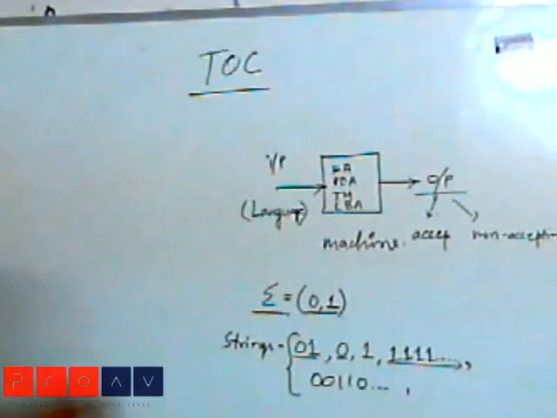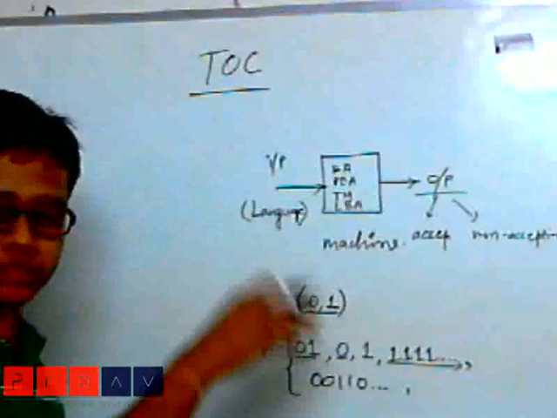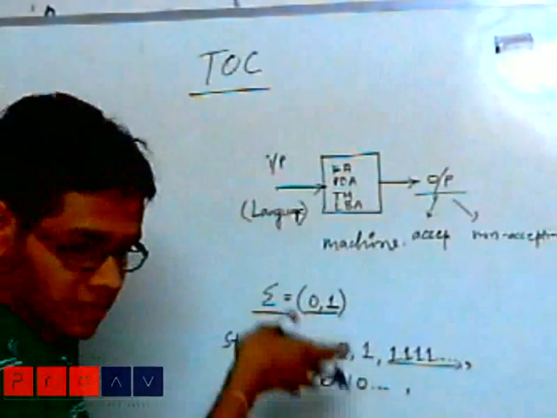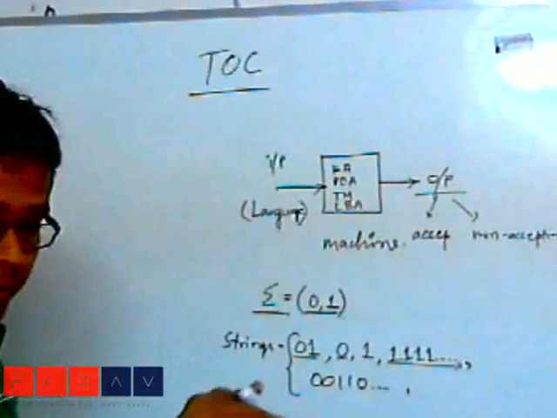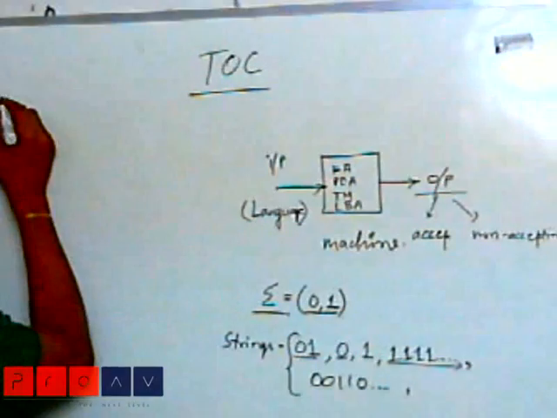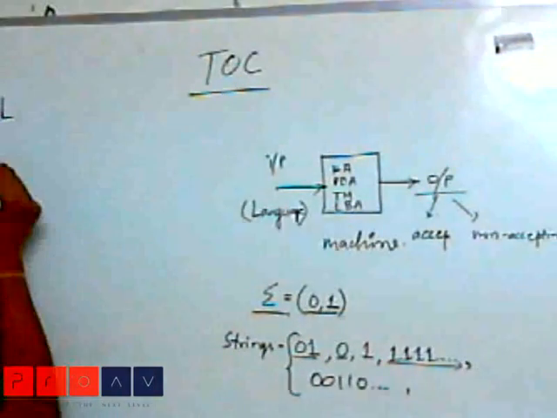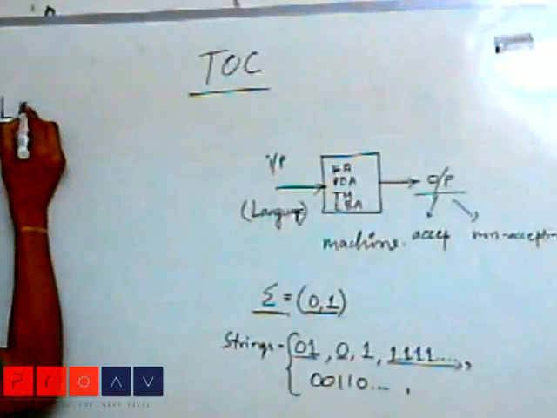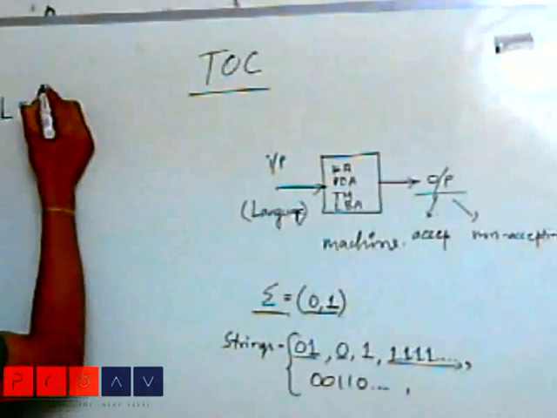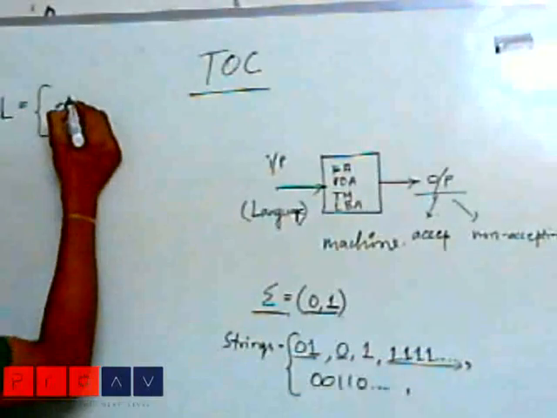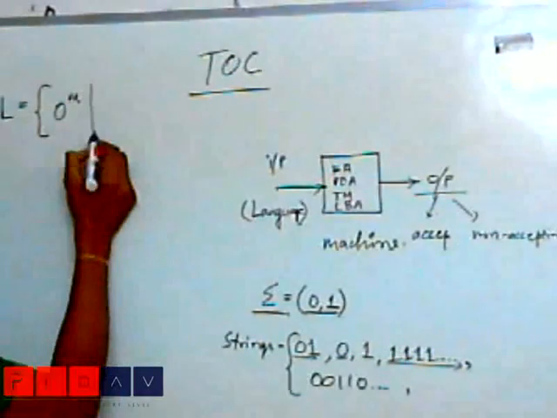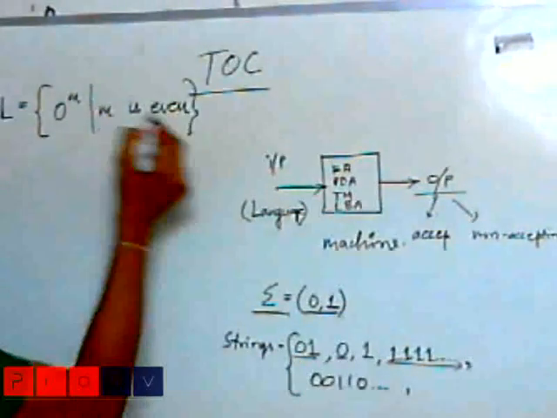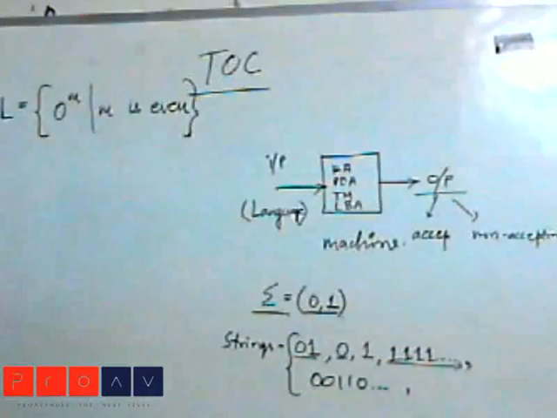Now we are going to design a language from this string whose input symbols are 0 or 1. We are putting some restrictions on the input symbols. Because it gives rise to a language, we represent the collection of strings as a language, and it will be termed L. My language may be 0 to the power m, such that m is even.